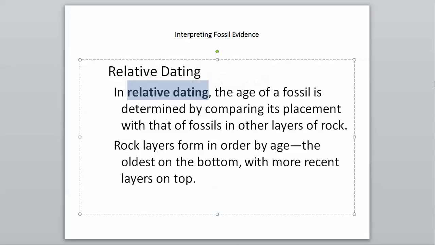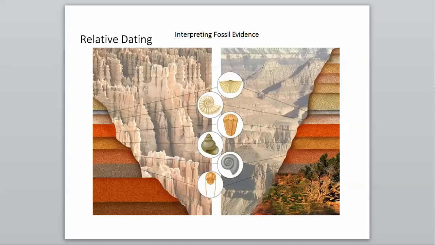If we take a look at this picture here, we can tell that this seashell-looking thing at the top is our youngest fossil because it is in the top rock layer, meaning it is the last rock layer to form. In relative dating, the top holds our youngest fossils, and as we go down, this fossil's older, this fossil's even older, this fossil's even older than that. And down at the bottom we have our oldest fossil because it is in the lowest rock layer. So relative dating is pretty simple. We just look at where it's located, what rock layer it's in, and we determine how old it is by that.